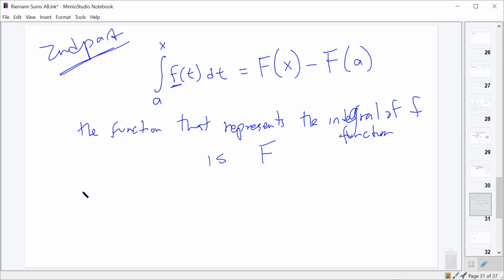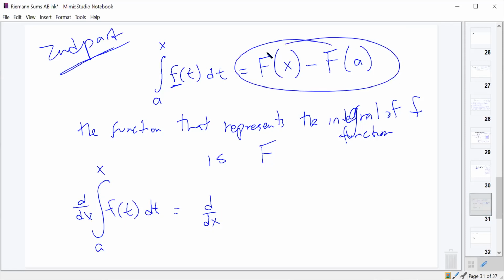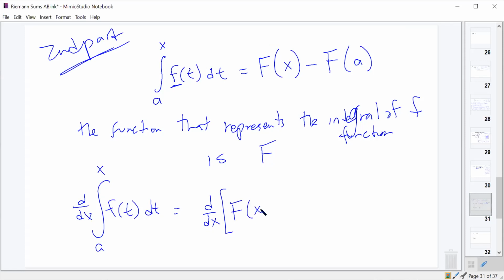So now what I want to do is take the derivative of this integral of little f of t dt, which would be the same as taking the derivative of this, wouldn't it? Right, if this is equal to this, then the derivative of this ought to be equal to the derivative of this. True?